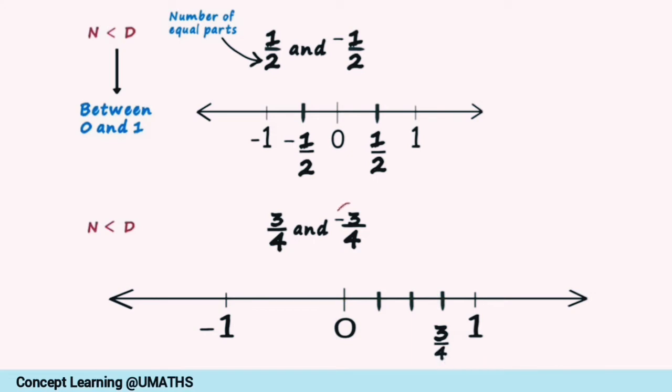Now let us plot minus 3 by 4. Since 3 is less than 4 and the rational number is negative, we know that it will come between 0 and minus 1. We divide this length into 4 equal parts as the denominator is 4. And we mark minus 3 by 4 3 parts away from 0.